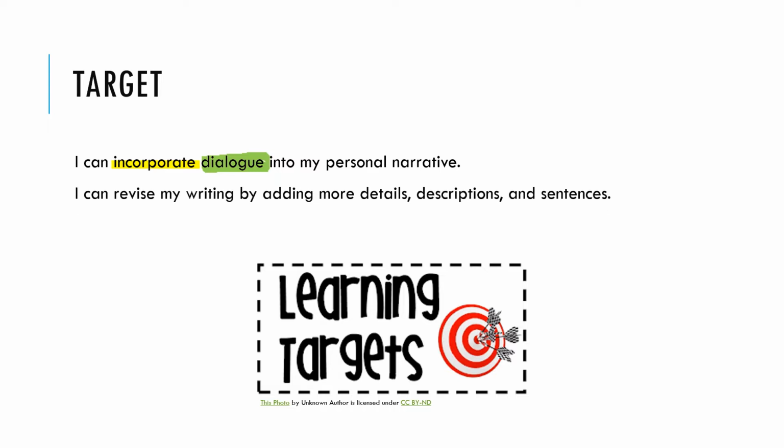The second target is, I can revise my writing by adding more details, descriptions, and sentences. So today, after you add in some dialogue into your personal narrative, you're going to reread your writing and see if you should add in more details, descriptions, and sentences. This is called revising, making your personal narrative better. So these are the 2 learning targets we have for today.